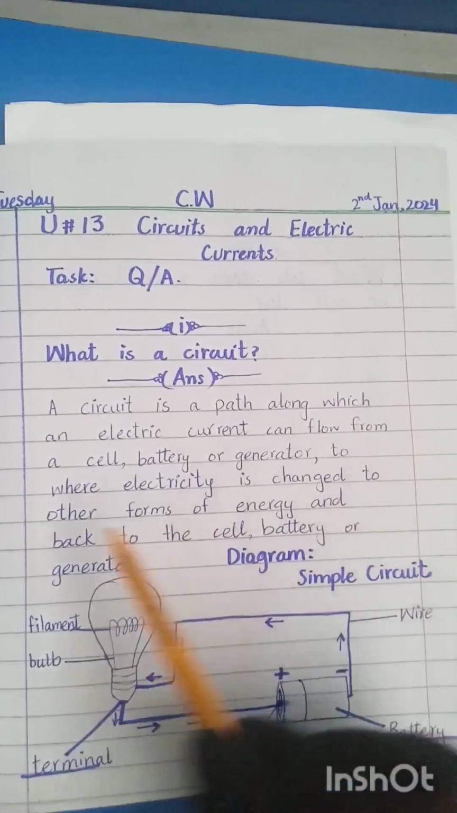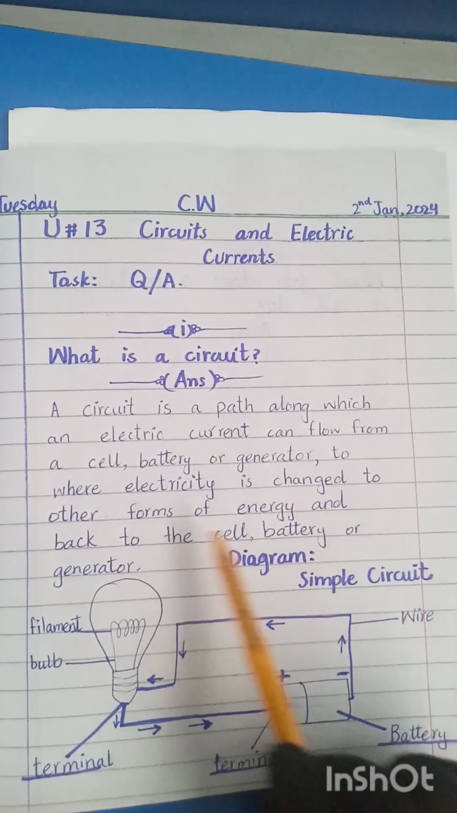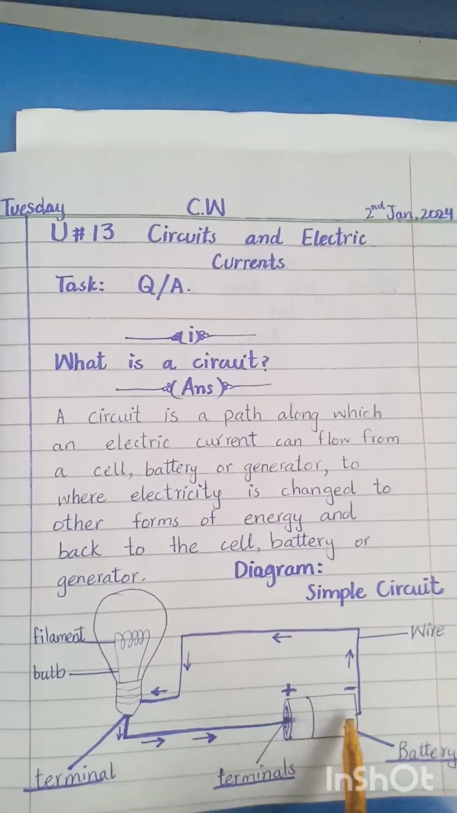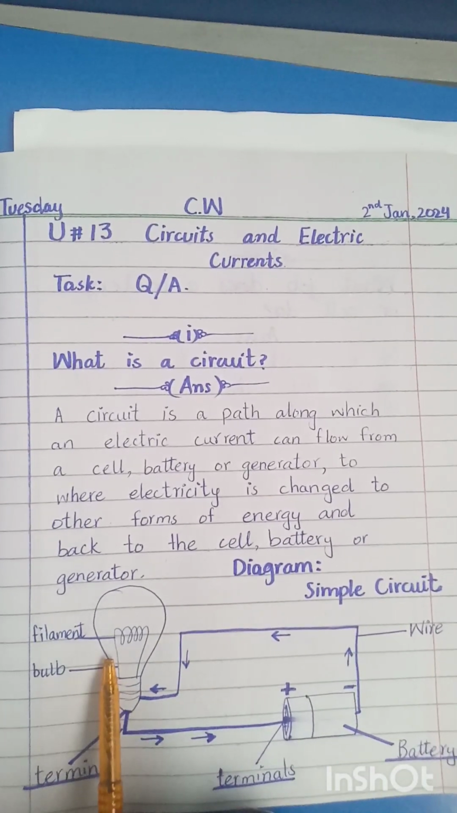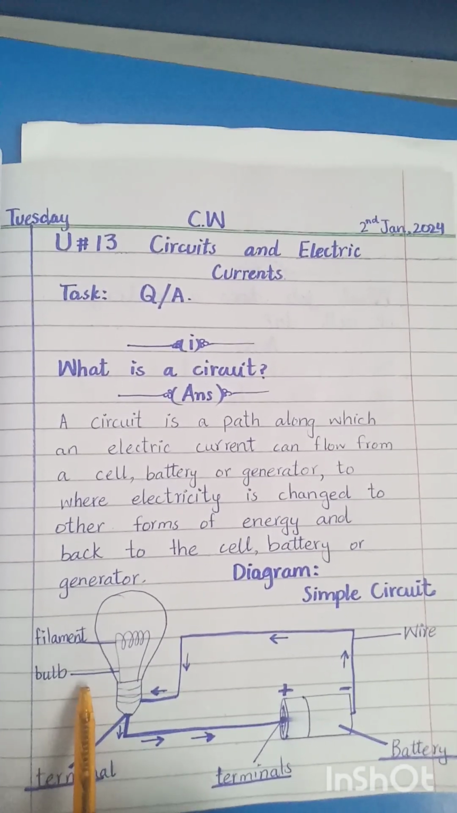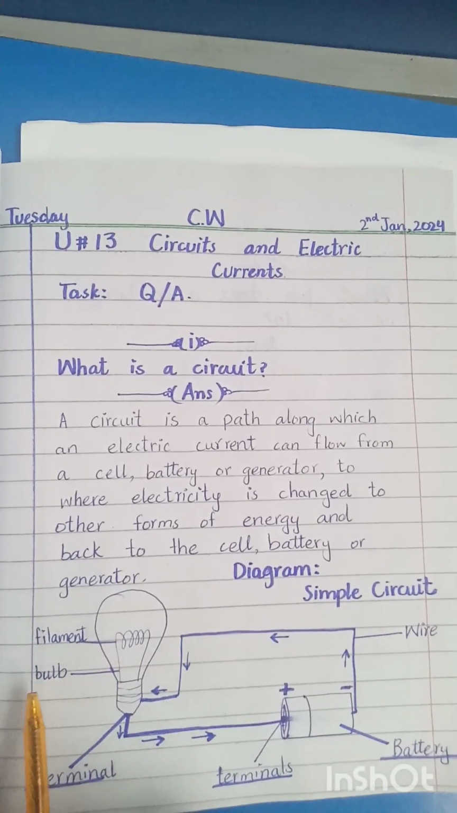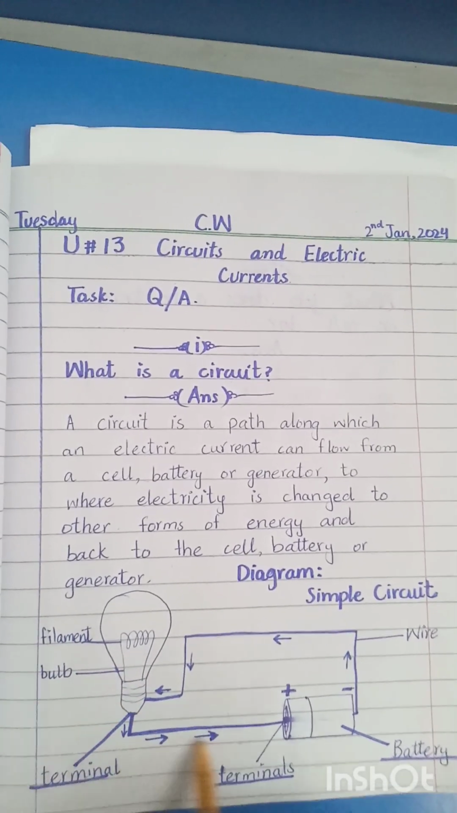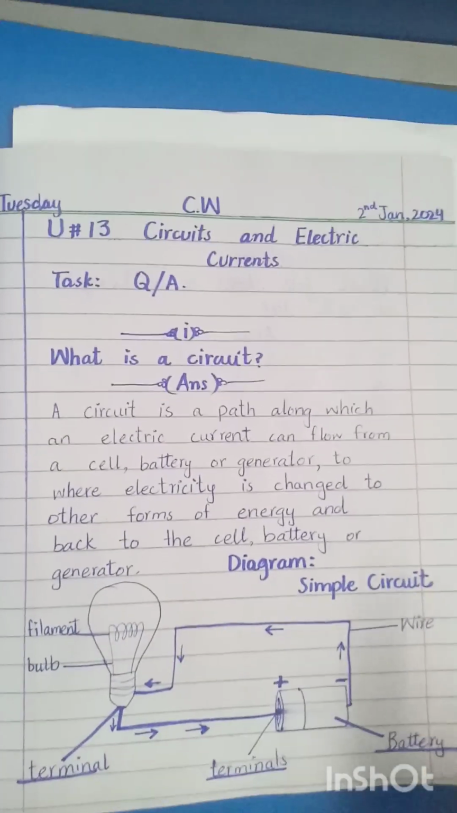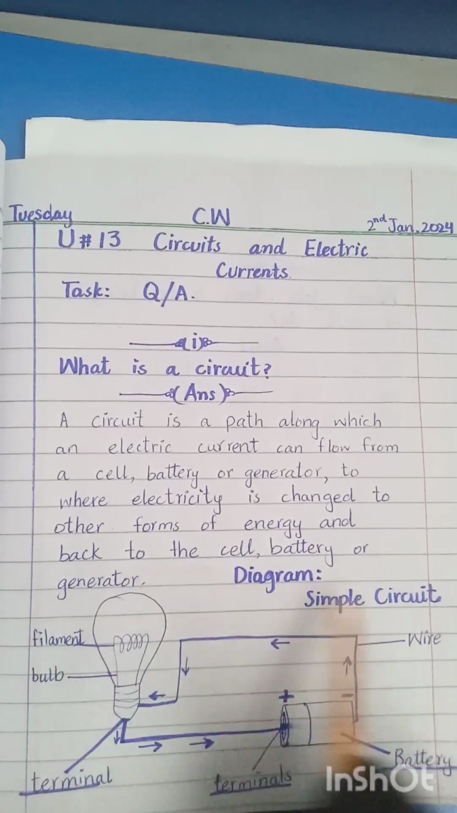The current can flow from a cell, battery, or the generator to where electricity is changed to other forms of energy. And where does it change into the other forms? When these electrons come to the bulb, here they convert into light and heat energy. The electricity converts into heat and light energy, and afterward they move to the positive terminal and end there. So here you can see the simple circuit I already made.